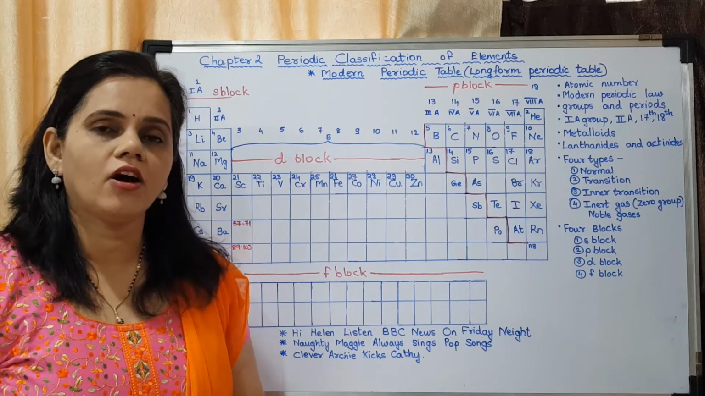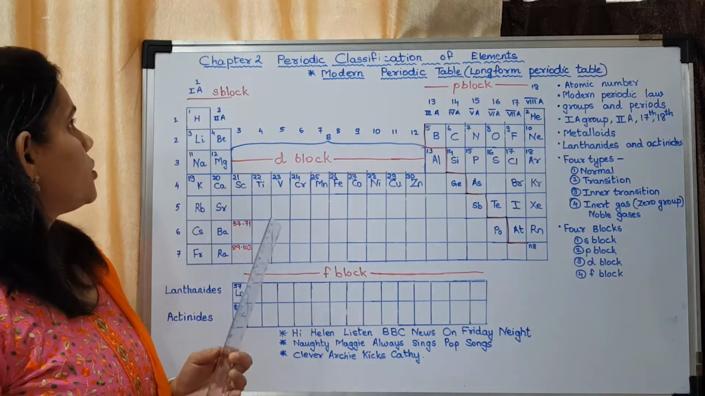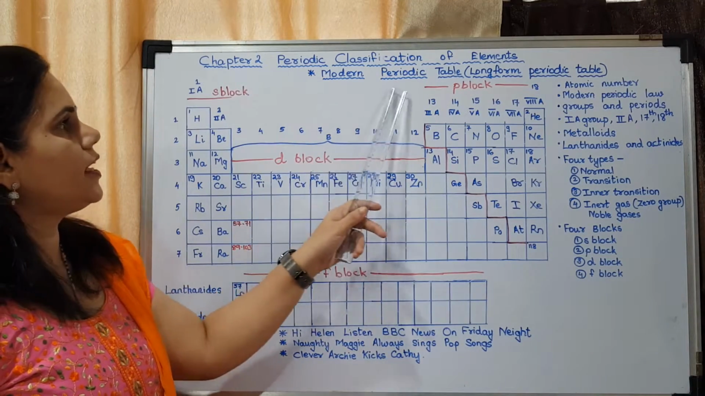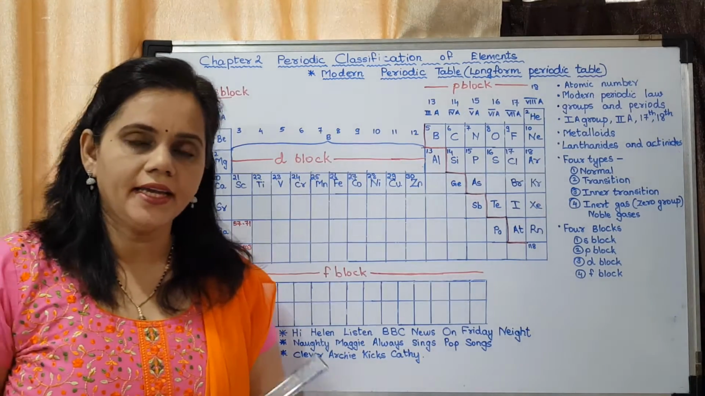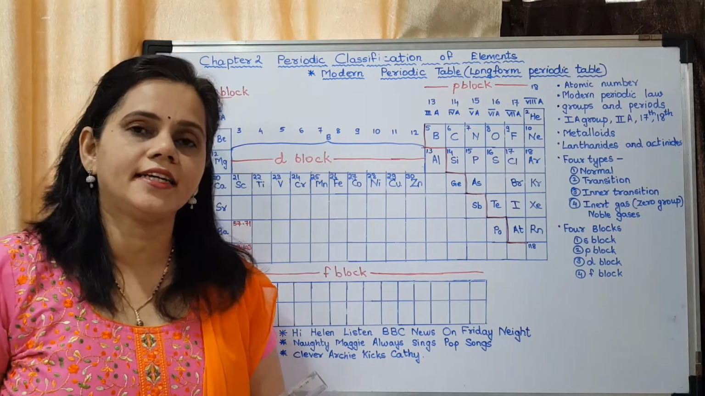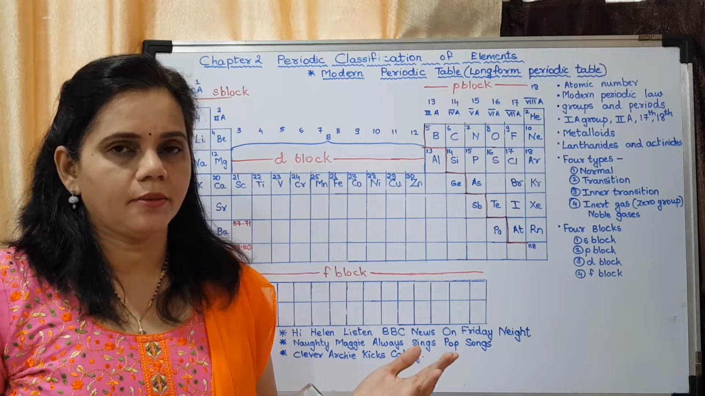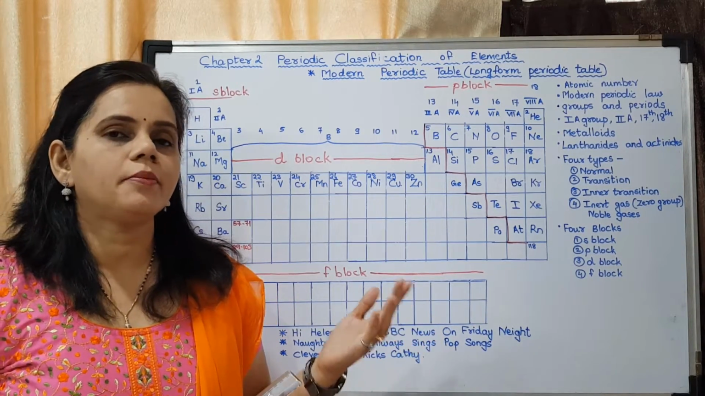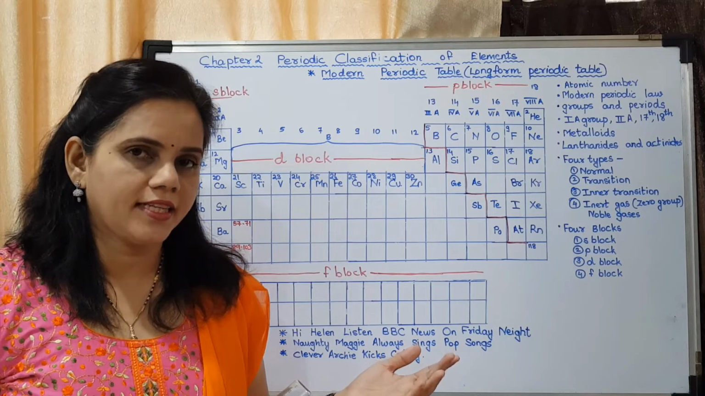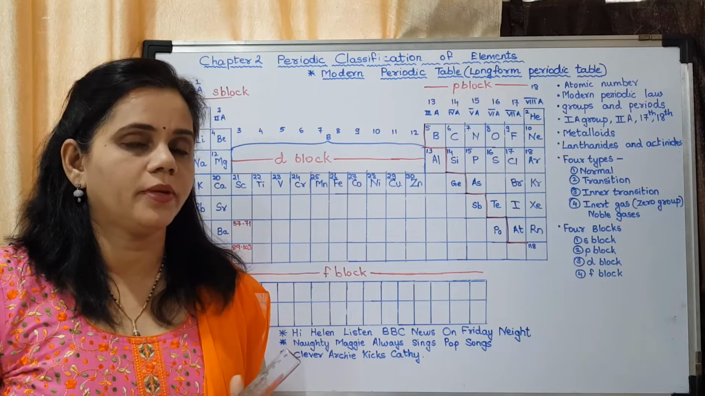So today we will be doing the next topic, that is the modern periodic table, also called the long form periodic table. This is the modern periodic table, which was put forward by Henry Moseley in the year 1913. Yesterday we studied Mendeleev's periodic table, and we saw that Mendeleev arranged the elements in the increasing order of atomic masses. You know what is atomic mass.